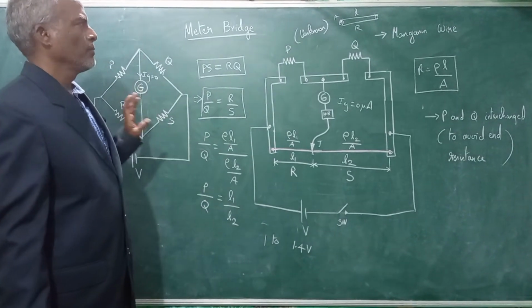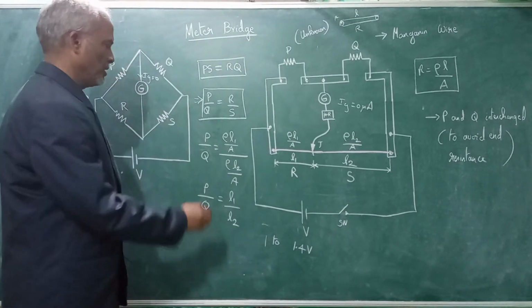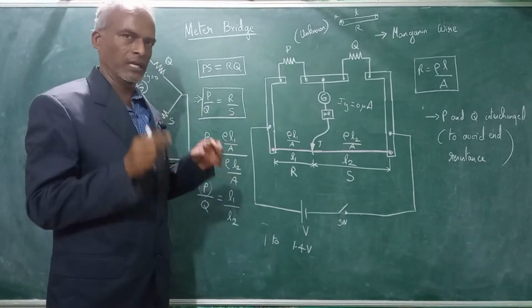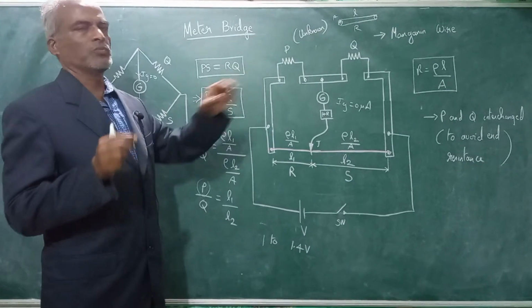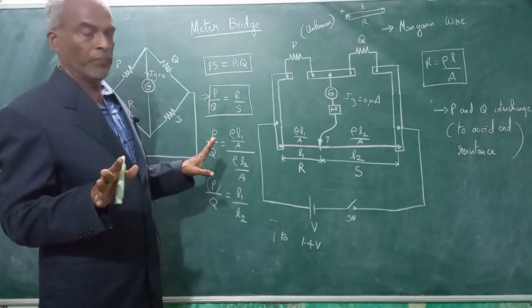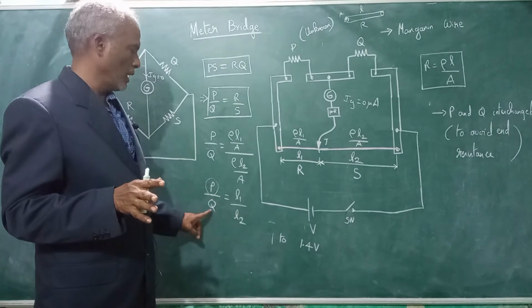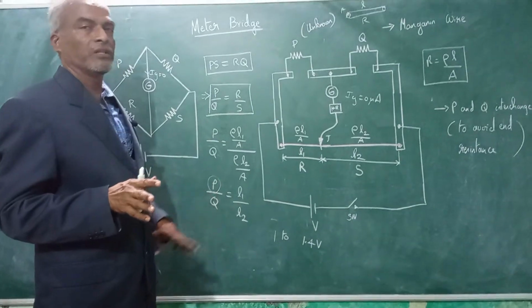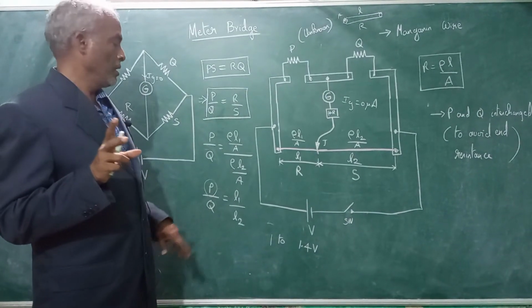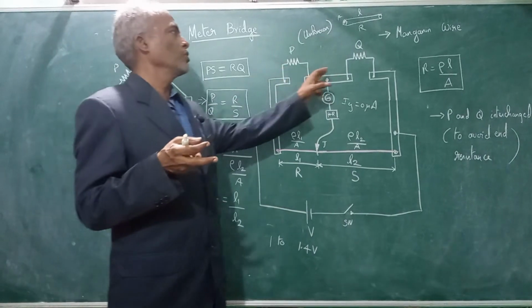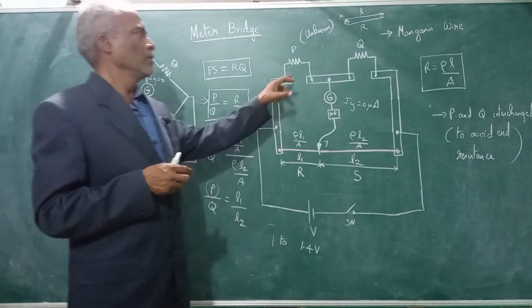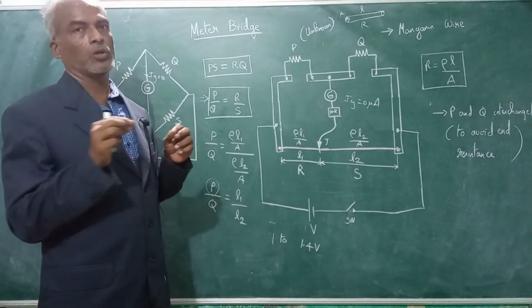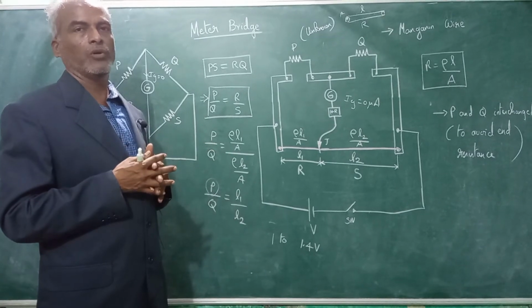Suppose P is unknown, that means we don't know the value for P. It could be a small wire, or any lumped resistance, or a very small resistance you want to measure. Now you know the values for L1, L2 and Q. So with these 3 values you can always find the value of the unknown P. Similarly, if P is known and Q is not known, we know the values for P, L1 and L2, and in that case also we can find the value of Q.